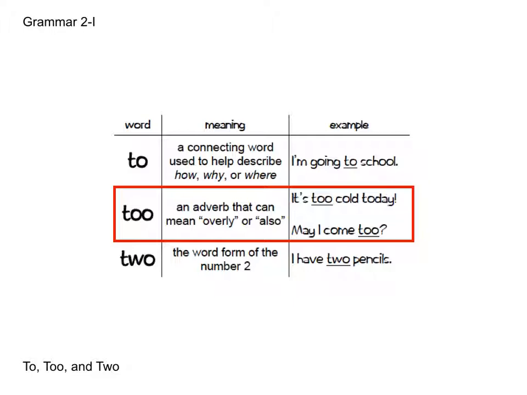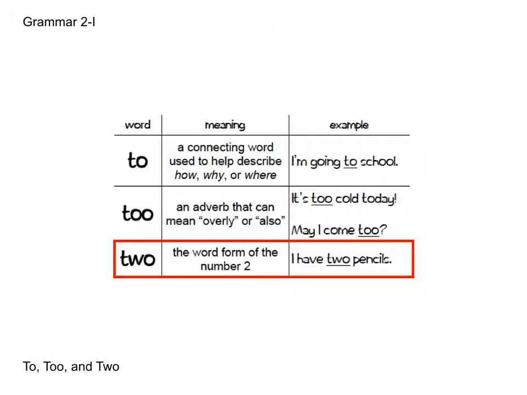Notice that with it's too cold today, it can be easy to remember that it has two O's compared to the to of the previous rule, because it's overly, so it's much more than just cold, and so you need one more O to add to the word if you forget the difference between the two. And our last rule is t-w-o. Two is the word form of the number 2. I have 2 pencils is the example.